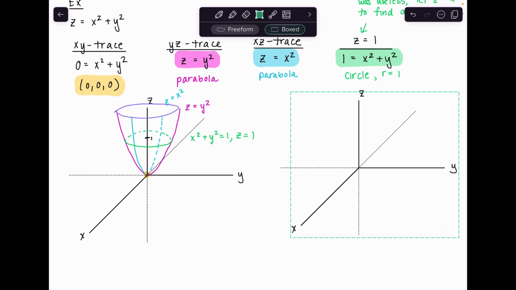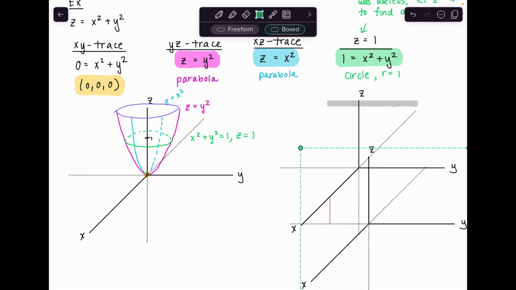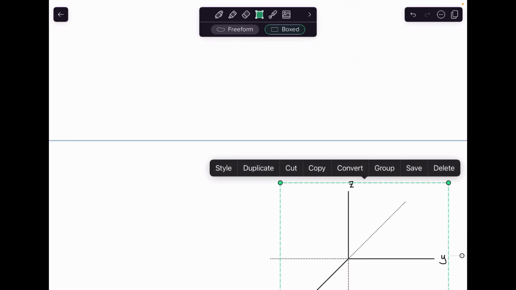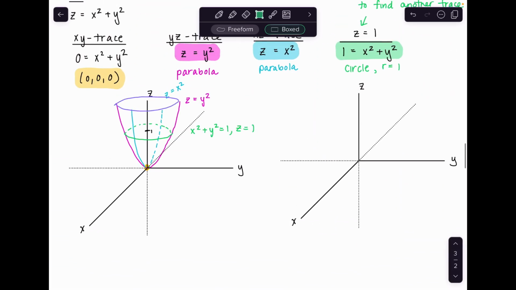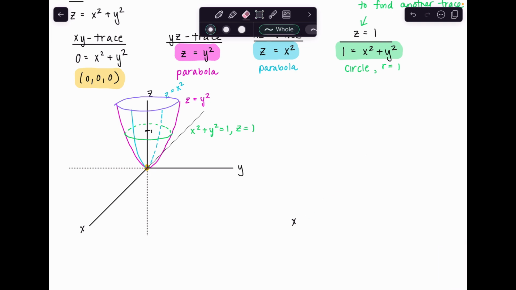So again, now I don't need this. Let's go ahead and just move this out of the way. Oh, I didn't mean to duplicate it. I meant to just move it, but that's fine. We'll just erase this. Okay. So the name of this is, because it involves technically ellipses, because circles are a special case of an ellipse, and a bunch of parabolas, this is called an elliptic paraboloid.